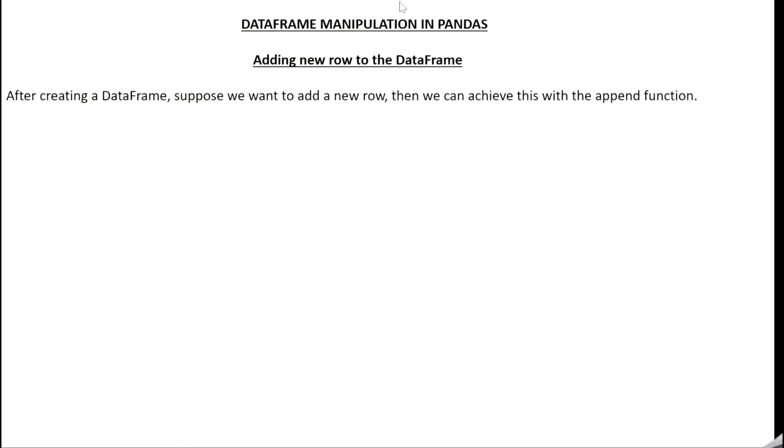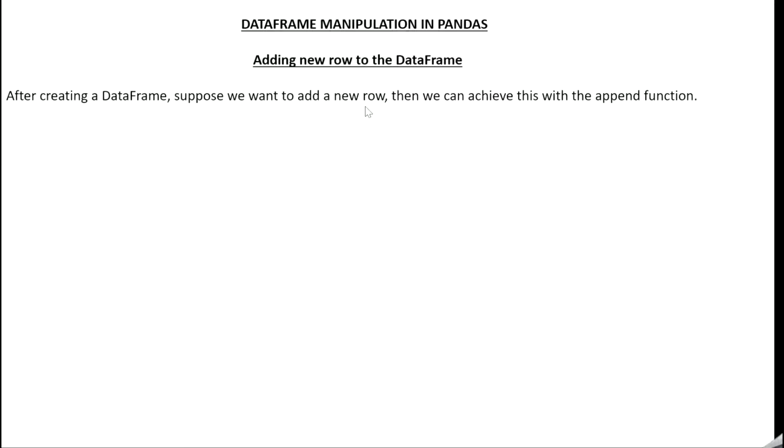In the earlier session, we had seen the data frame manipulation in Pandas. That is, how we can add a new column or delete an existing column and rename a column in the data frame in Pandas. And today, let's see how we can add a new row to the data frame. So previous session we had covered how we can add a new column. In this session let's move on to adding a new row to the data frame in Pandas.